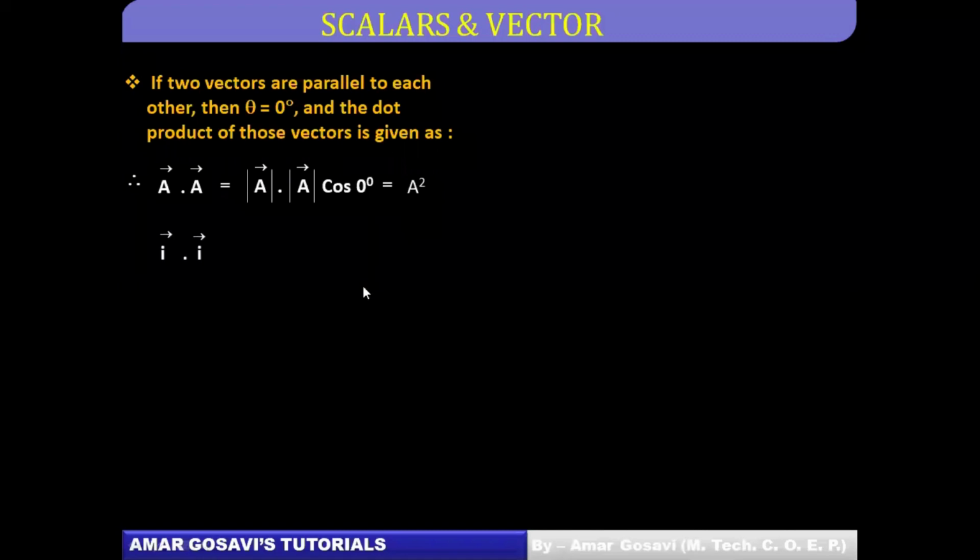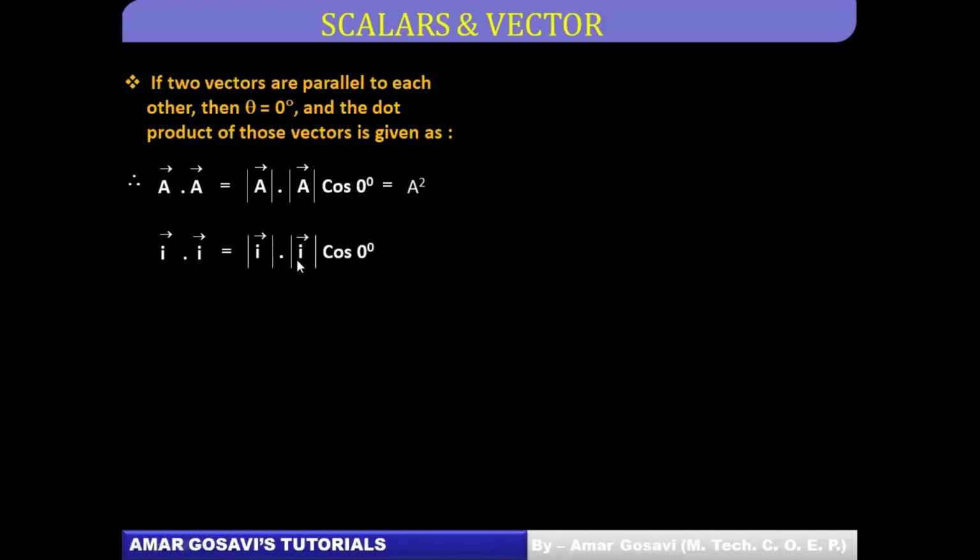Now where you can apply this analogy: if the vectors are directed along the x-axis, then their unit vectors would also be directed along the x-axis. So in that case, i cap dot i cap, the self dot product, where i cap is the unit vector along the x-axis. So it will be magnitude of i cap multiplied by magnitude of i cap, and the angle between i cap and i cap, obviously, is 0, so cos 0.